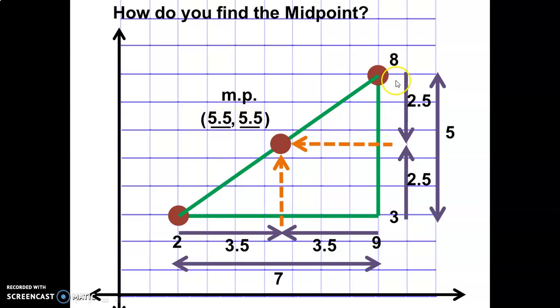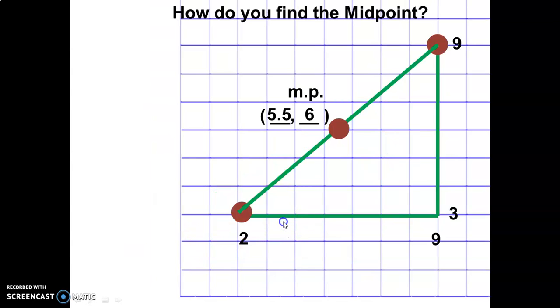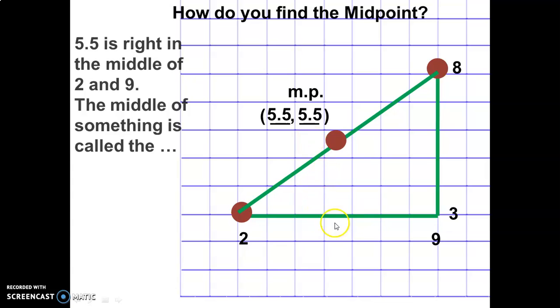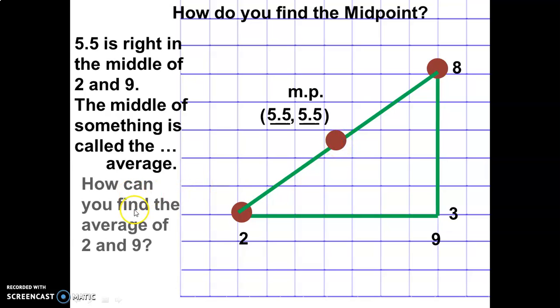Alright, the main thing is that we know it's a halfway point on the y-axis and a halfway point on the x-axis. So, 5.5 is right in the middle of 2 and 9, then what do we call that? What do we call a middle something in mathematics? Well, we typically call that an average or a mean. So to find the middle between 2 and 9, we can find the average, and that average leads us to this point. So how can we find an average between 2 and 9?